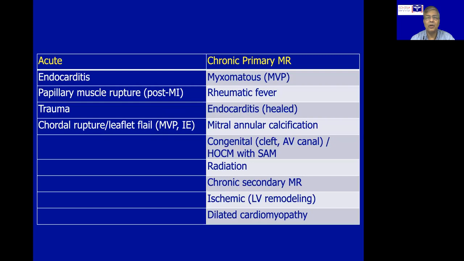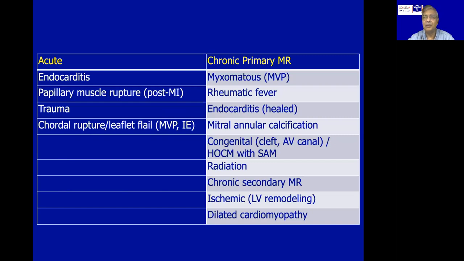Let's consider the etiology. Acute MR, as I said earlier, is caused by endocarditis. Post-MI papillary muscle rupture can be caused by trauma, or it can be caused by chordal rupture or leaflet flail, as seen in mitral valve prolapse and infective endocarditis.